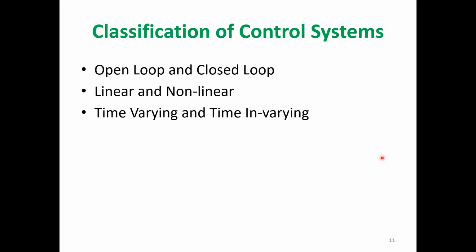Okay, so classification of control systems. There are several types, mostly open loop and closed loop. According to the feedback, you can divide control systems into two types: open loop control system and closed loop control system, or linear and non-linear, or time varying or time invariant. These are the types of control systems.